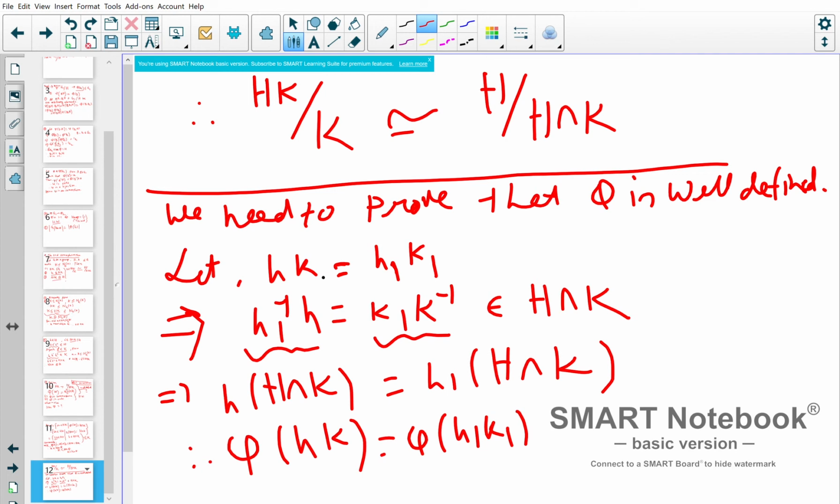So that means that phi is well defined. That we already proved. So now this completes the proof. Okay. So this phi is well defined. You need to prove that actually first. Okay. Clear? Okay. Now let us go to the third theorem.